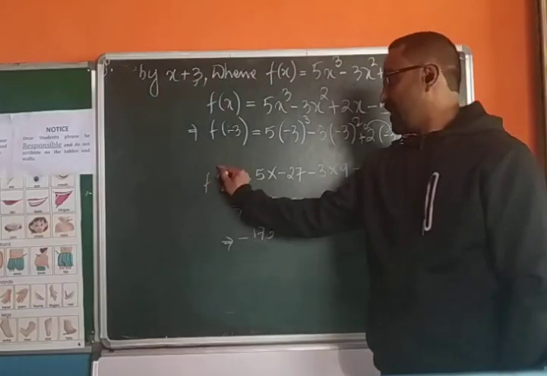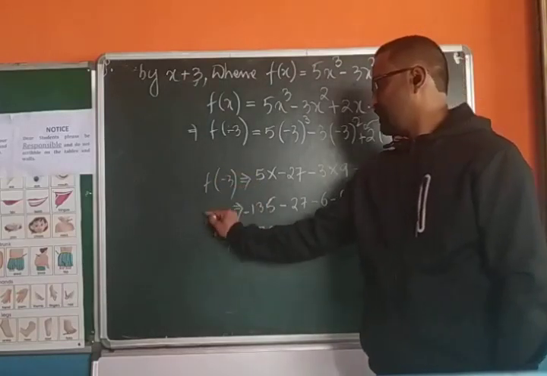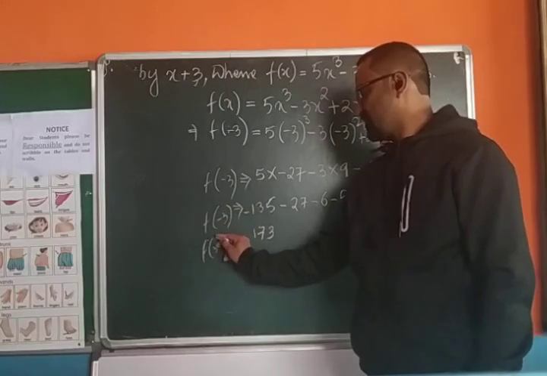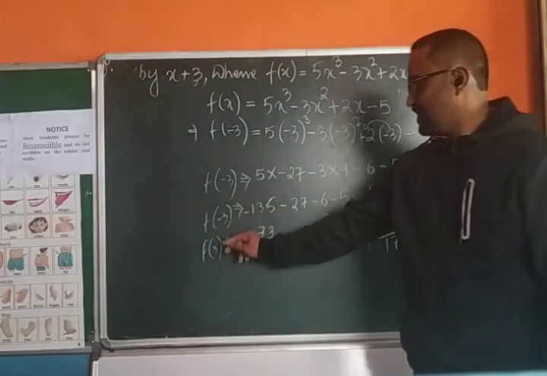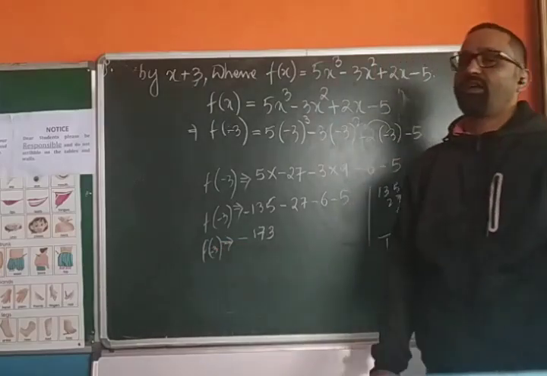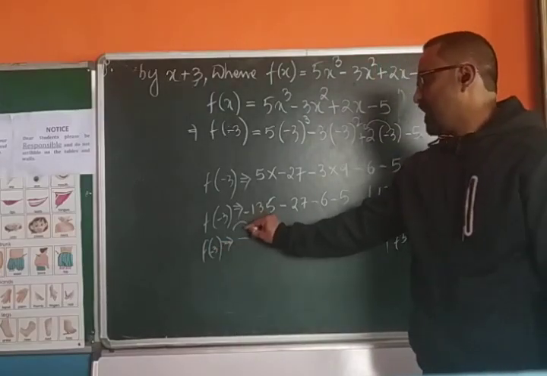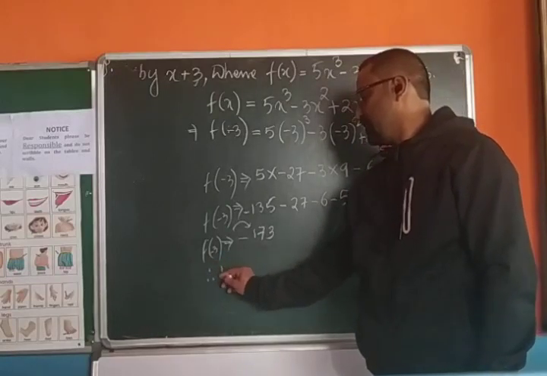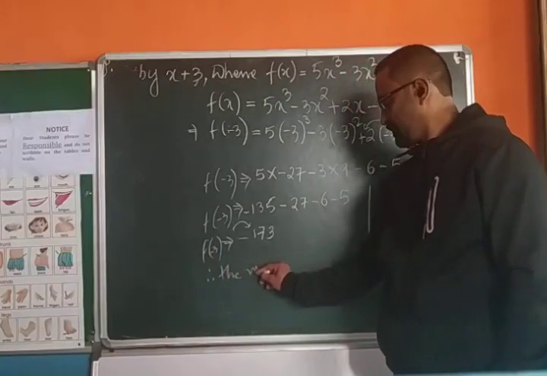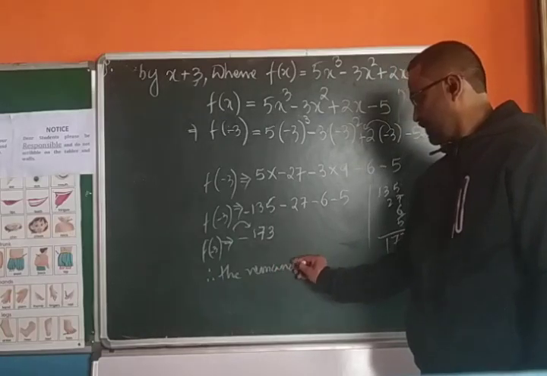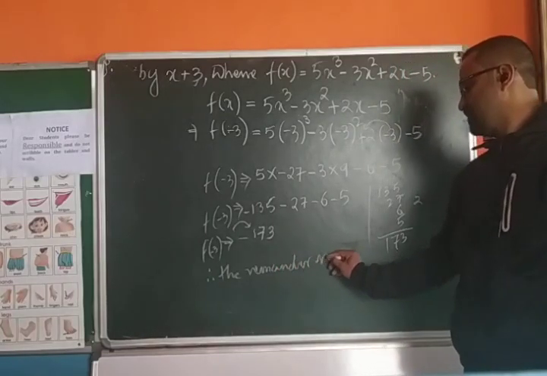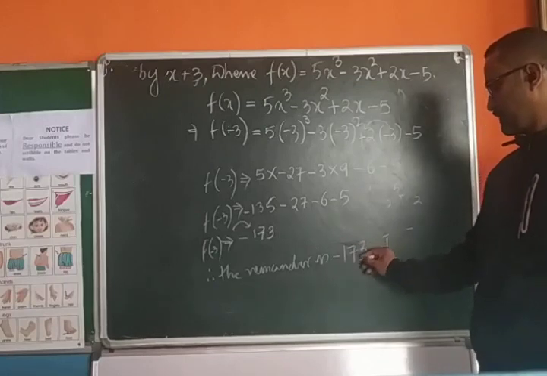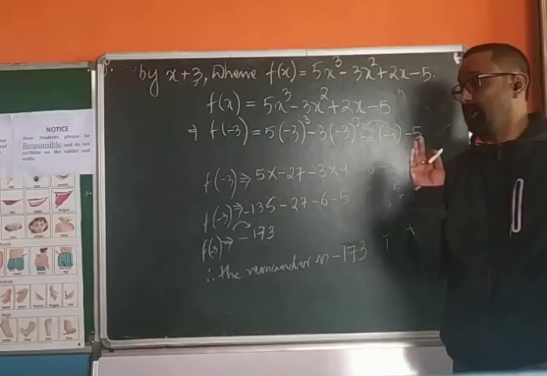So we are getting f minus 3 is your remainder. And what is its value? Minus 173. Therefore, the remainder is minus 173. I hope you all are getting it.